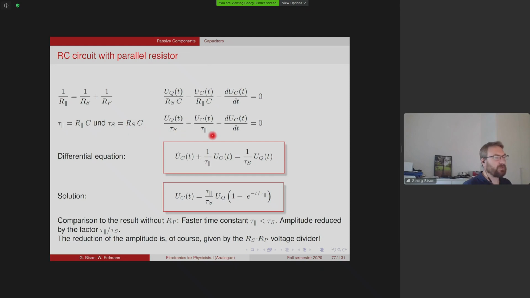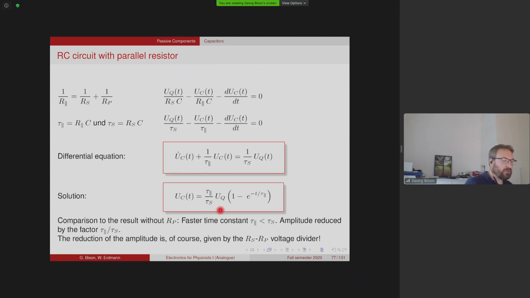And then the differential equation is easy to bring into a form that is very similar to the one we had before. And for that reason, also the solution is very similar to the one we had before. The changes are that the amplitude here is scaled by these two time constants, and that the time constant in the exponent is now this parallel time constant and not the zero time constant. Now, what does that mean?